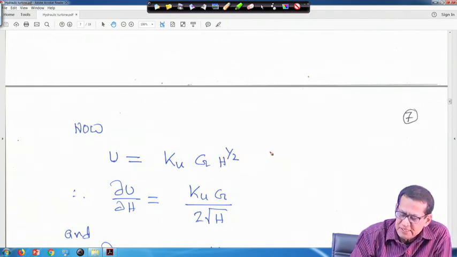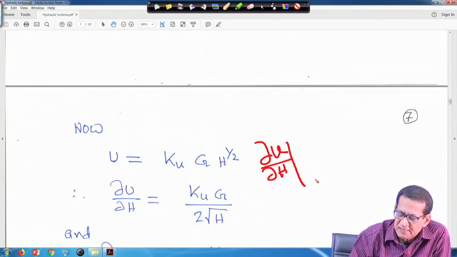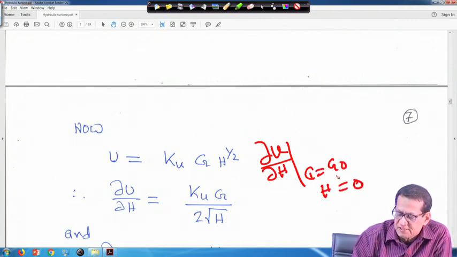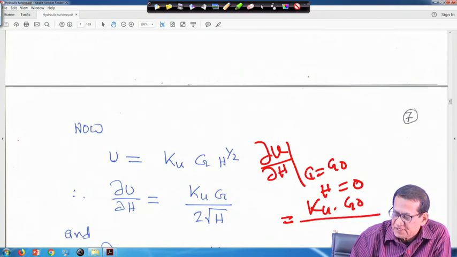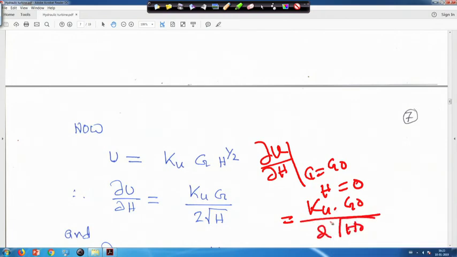Suppose the initial values are g is equal to g 0 and h is equal to h 0, then this equation can be written as ku, which is a constant, into g 0 divided by 2 root over h 0, right. Directly I did not show it here, but we can write ku g 0 divided by 2 root h 0. This way also we can write, because we have to normalize that thing, right. So, that is your del u del h.